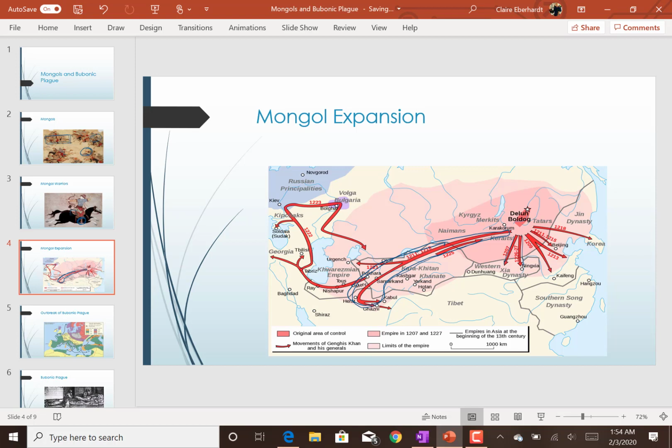And then you have the different levels of, here's the early empire, and then the limits of the empire as their control and influence in the region. And with this, then you have a vast network of trade routes that emerge from this empire, which allows for massive connection of these different areas and societies. And that's, again, where we'll see the bubonic plague follows, was these trade routes and routes that the Mongols had opened up in that process.